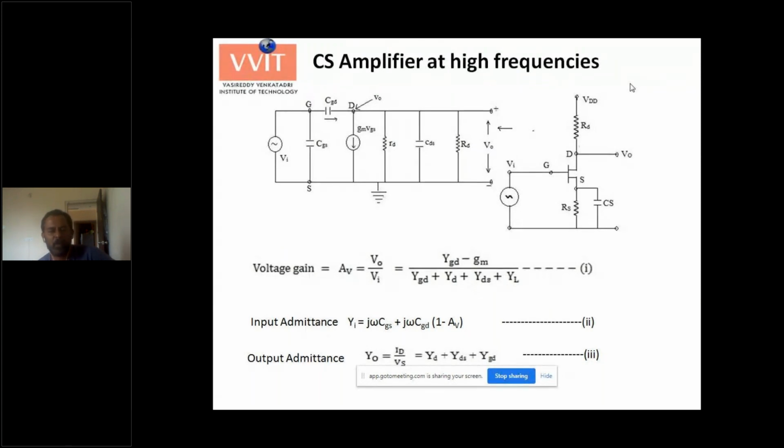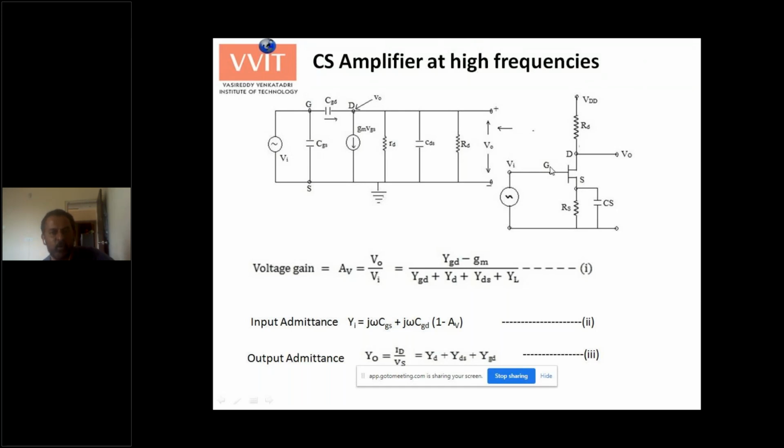Until now we have used only BJT. Of course, BJT is preferred for amplifier applications, but we are all working with MOSFETs and others, so it is better to know FET amplifiers also. And this is the CS amplifier equivalent model at high frequencies.